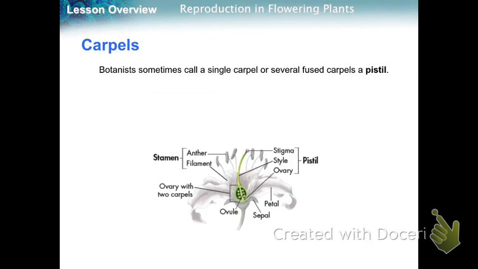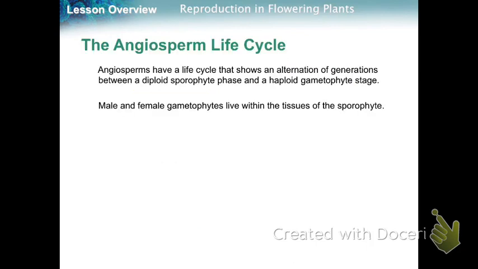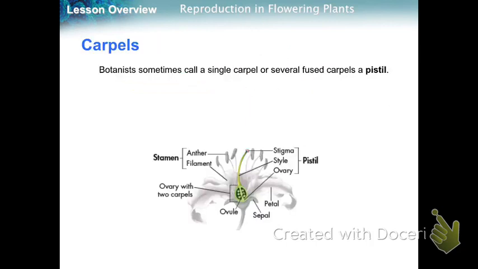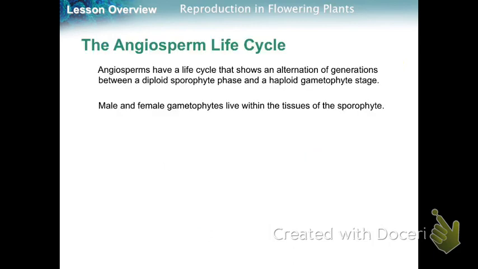Botanists sometimes call a single carpel or several fused carpels a pistil. And that's what you see here. So you probably won't hear carpel too much, you'll hear more often pistil. Angiosperm is just a fancy name for flowering plants. Angiosperms have a life cycle that shows what we call an alternation of generations between diploid and haploid. Male and female gametes live within the tissues of the sporophyte.